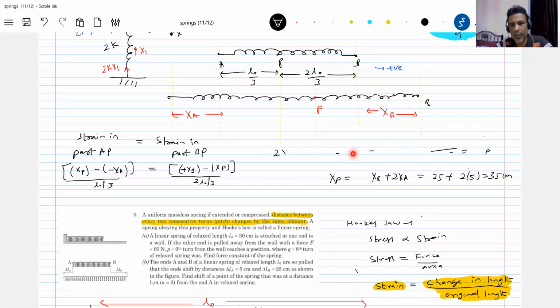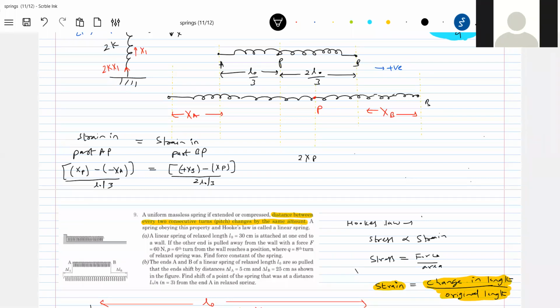I'll erase all this. Okay, that particular formula again, the formula given in the question, is something very, very important. All our ideas revolve around that particular formula. Okay, now come to this. This should be 2XP plus 2XA is equal to XB minus XP. Okay, so solve this now.